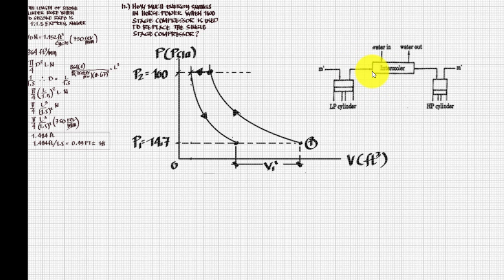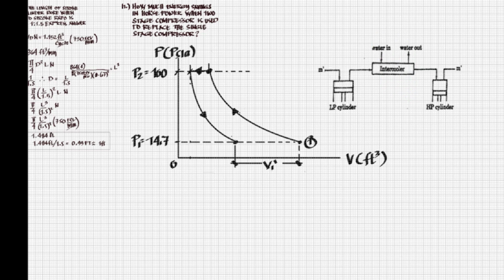Now we're going to rectify the PV diagram in order to adapt the schematic diagram of the two-stage compressor. First things first, we need to determine what will be the intermediate pressure between 100 psi and 14.7 psi. That will be the P sub x. So we have the equation to get the intermediate pressure, the P sub x.